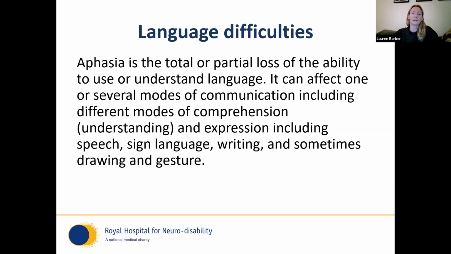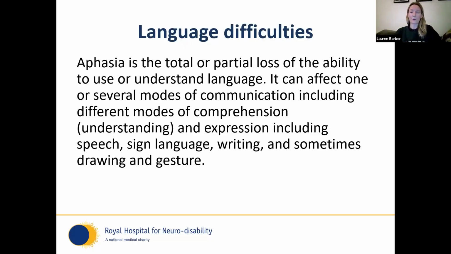So the first thing that we're going to look at, which is a condition that can happen after a brain injury, is something called aphasia, which is total or partial loss of the ability to use and understand language. And it can be on one modality of language, or it could be on multiple. It means that it could be on the way that you express yourself, which again is just any way that you can get a message out into the world. So that's speech, sign language, writing, drawing, and gesture.